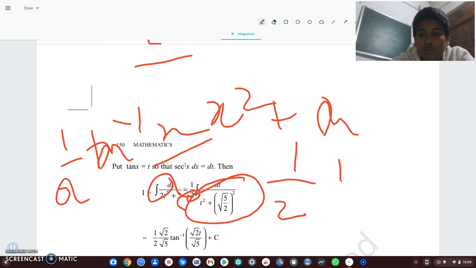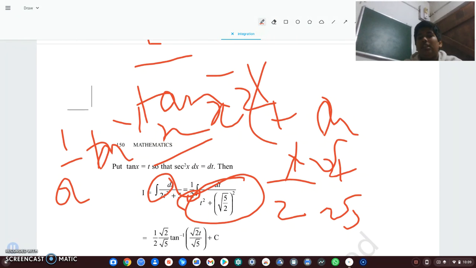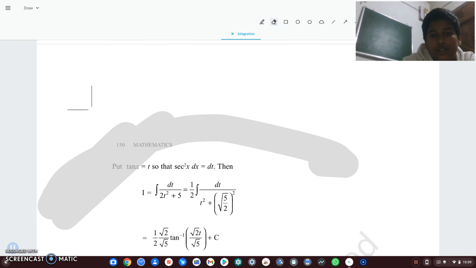So now 1 upon a would be root 5 upon root 5 into root 2, and then it would be tan inverse, in brackets, t upon a. So a is our root 5 upon root 2. That's the same simple thing, and that's what we do. This was a simple thing that I told you.